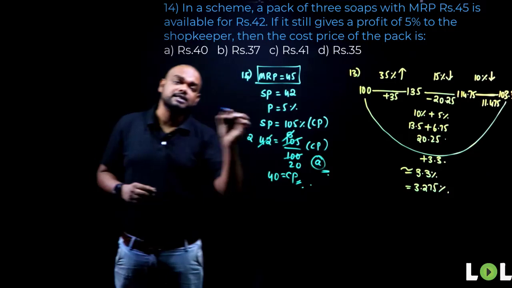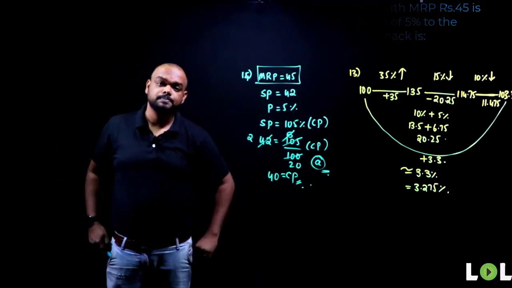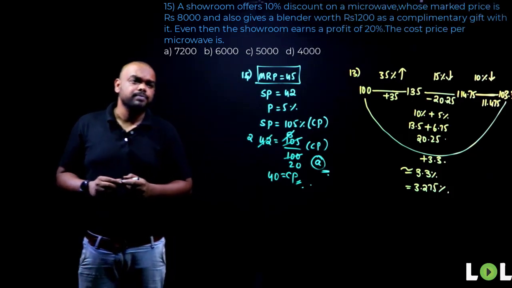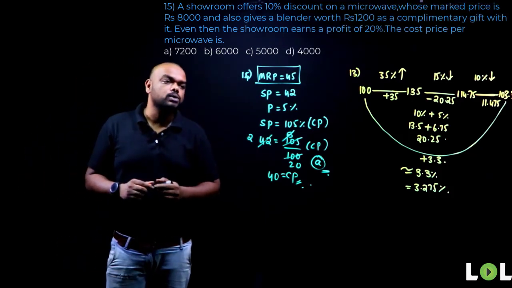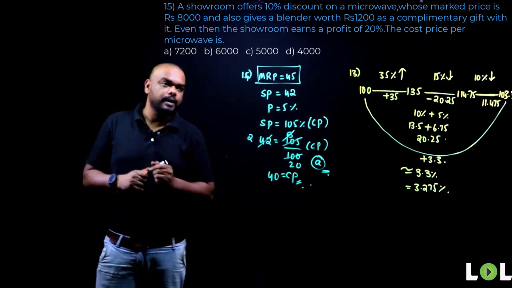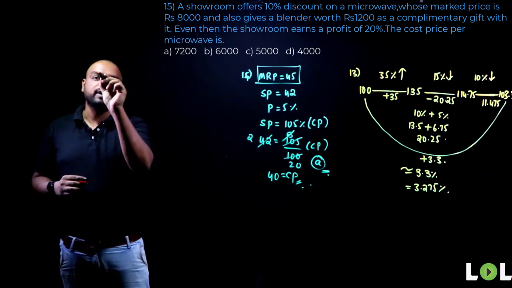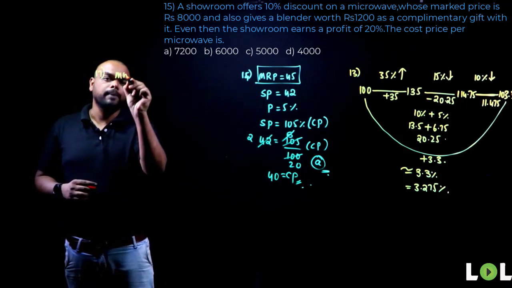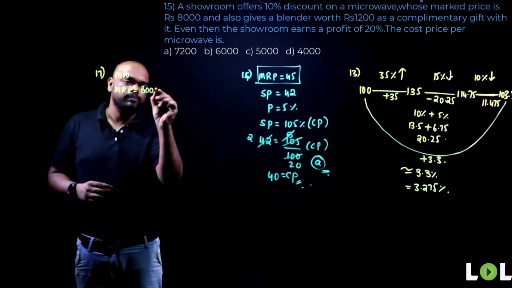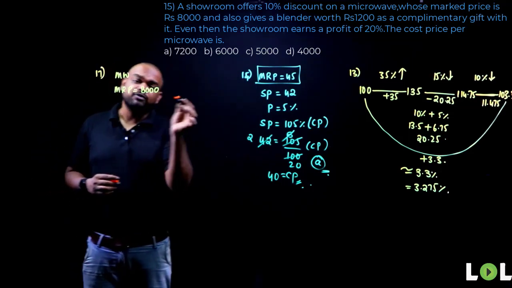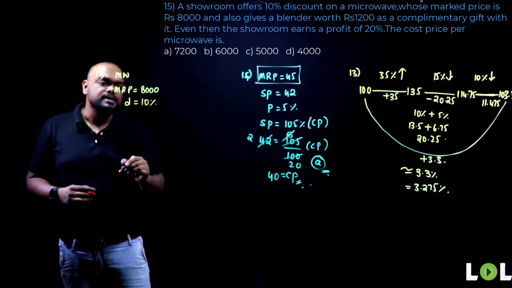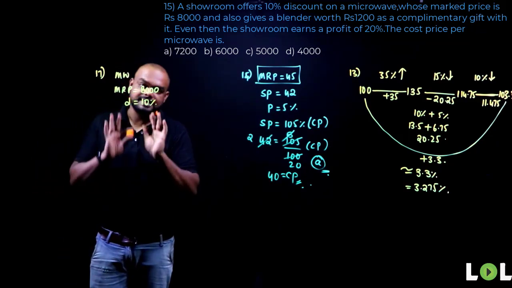Let us see one last question in this video, people, on profit and loss. Question number 15, the last question. What does it say? A showroom offers a 10% discount on a microwave whose market price is 8,000. Acha. So we have a microwave whose MRP is 8,000 rupees. Now they give a discount of 10% on it. Discount of 10% means they will reduce it by 10% and sell it.